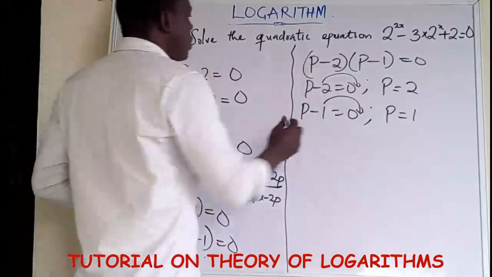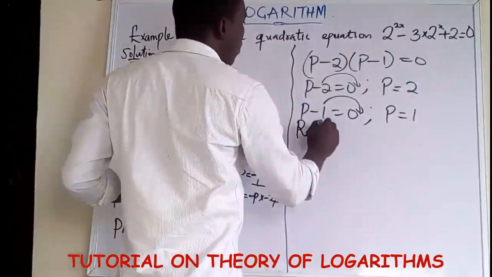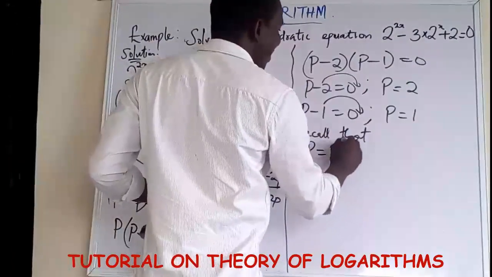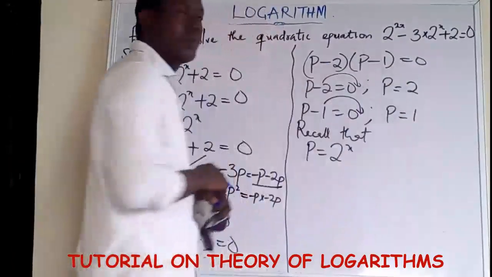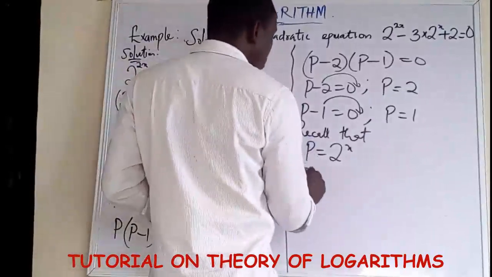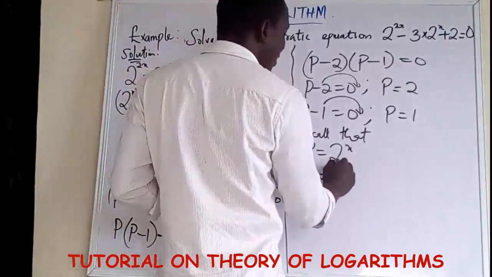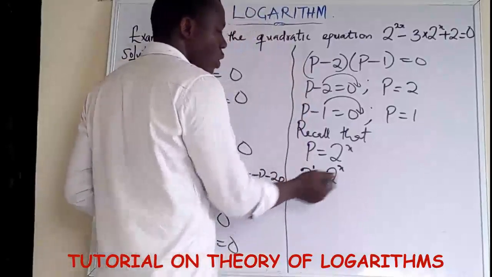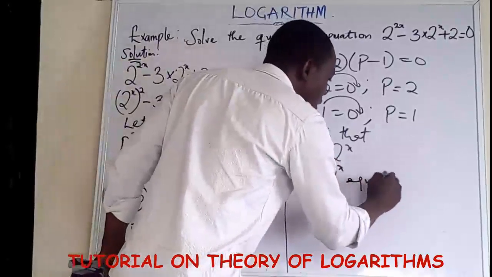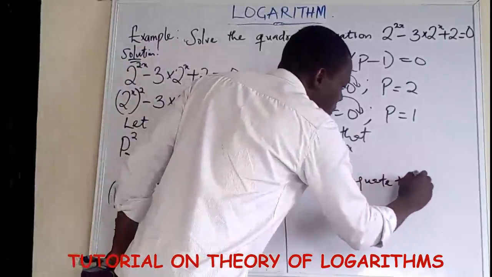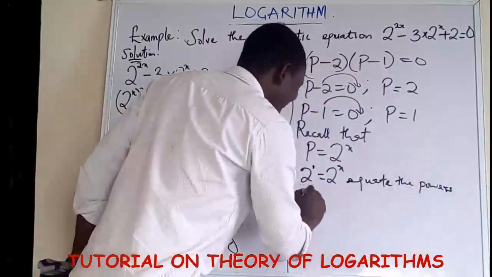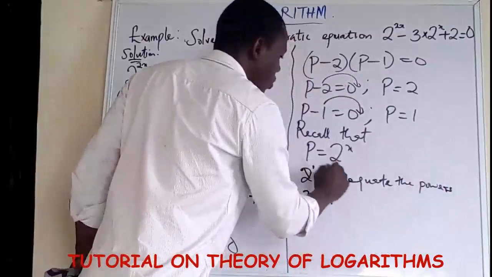So now recall that p equals 2 raised to the power x. So you pick the first value and put it here. So 2 equals 2 raised to the power x. Don't forget that this 2 is raised to the power 1. So when you equate the powers, x equals 1 here, because the bases will go.